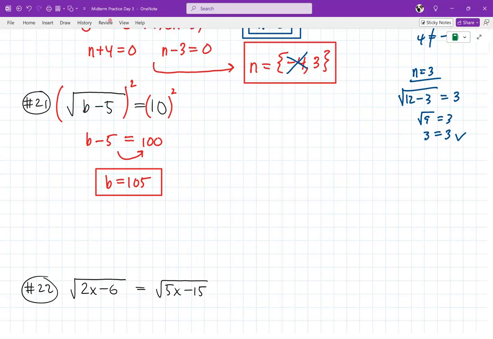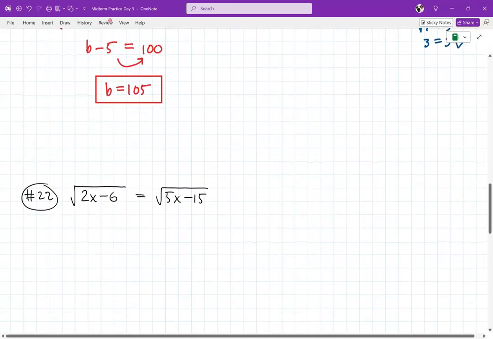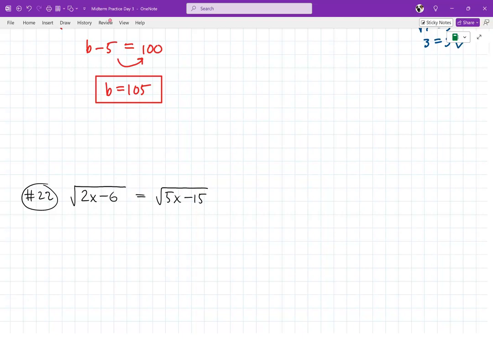When they're equal to letters, that's tougher. When they're equal to numbers, that's easier. Now you might say, okay, well, number 22, it's equal to another square root. That's got to be more difficult. Not really. Maybe there's a little bit more work, but it's not difficult at all.